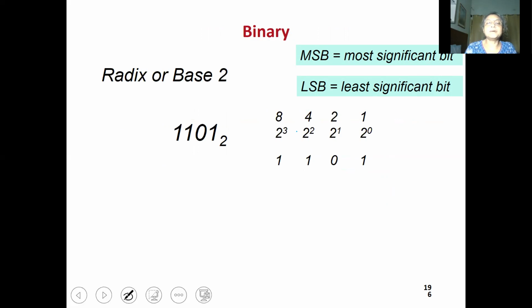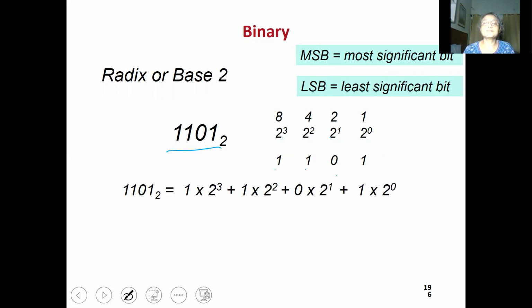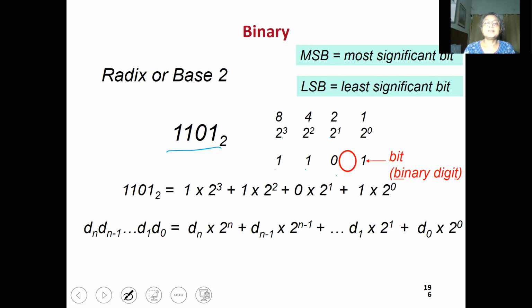So if you have this number 1101, which is a binary number to the base 2, the value of this number is 1 into 2 cube plus 1 into 2 square plus 0 into 2 to the power 1 plus 1 into 2 to the power 0. So in general, if you have an n-digit binary number, you can find the value of the number by multiplying each digit with 2 to the power i, and then take the sum.